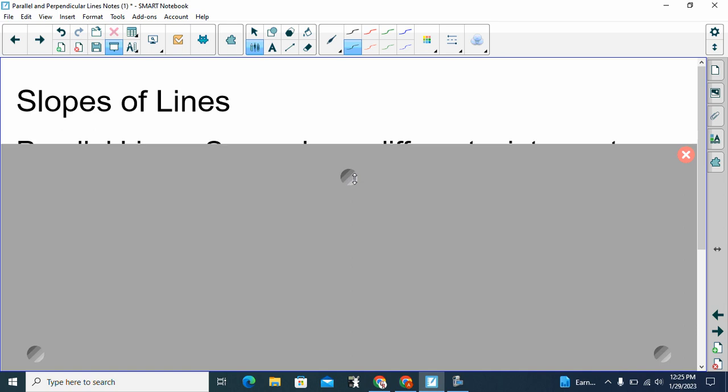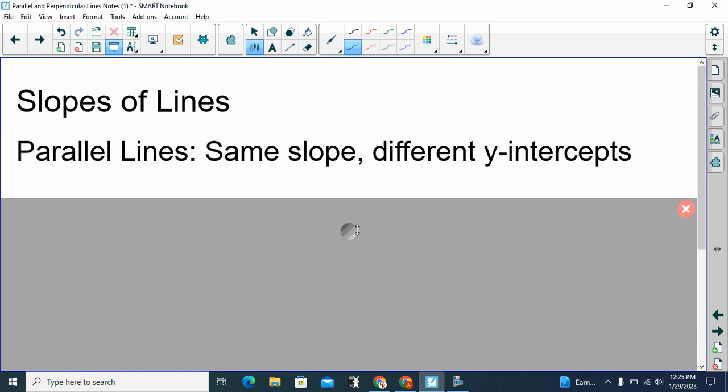Slopes of lines. Parallel lines have the same slope, and they have different y-intercepts. If they had the same y-intercept and the same slope, they'd be the same line. So same slope, but they do have different y-intercepts.